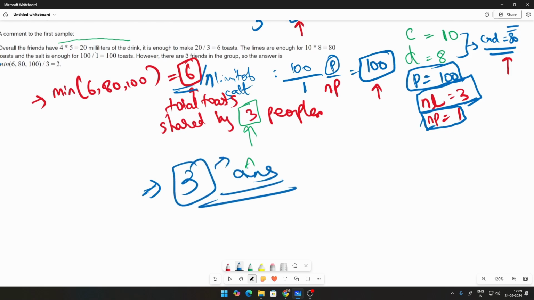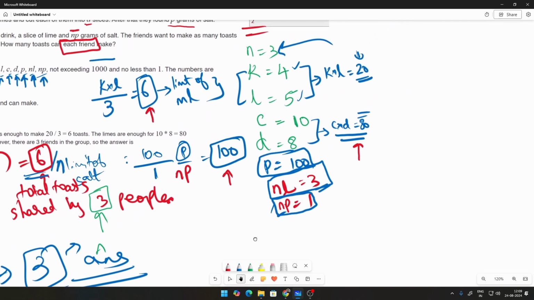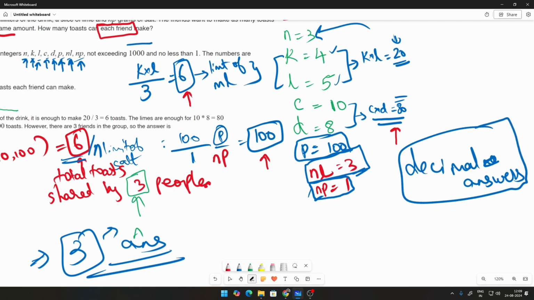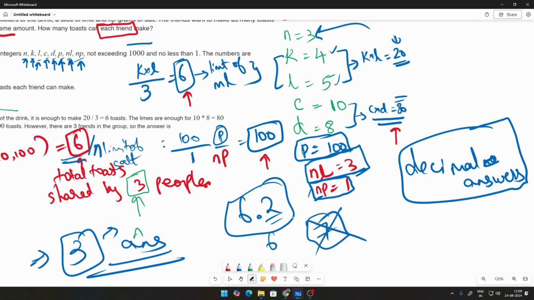Okay, and then a few more things to keep in mind. Sometimes when you're doing this division, you might get decimal values. So how are we going to deal with that case? One thing to keep in mind for this particular question is, if you're getting something like, say, 6.2, that means this 0.2 does not make any sense. Either you have 6 toasts or you have 7 toasts, and I definitely cannot have 7 toasts because I only have 6.2 value. So I need to take the floor of this value.